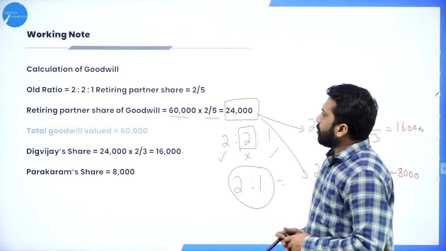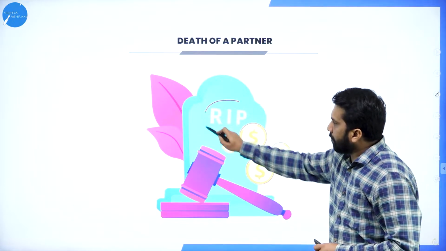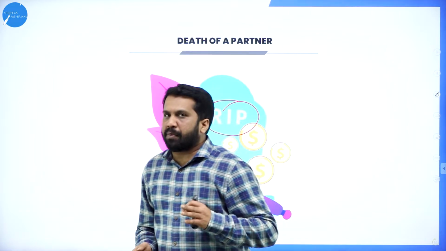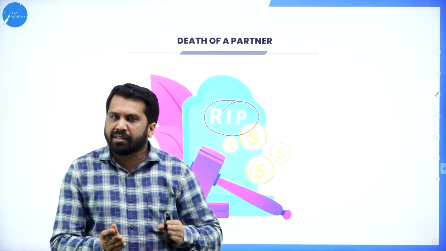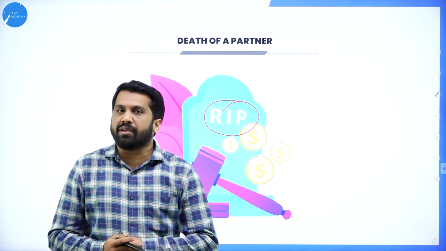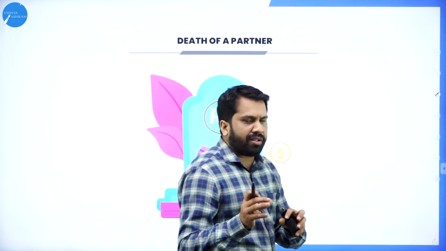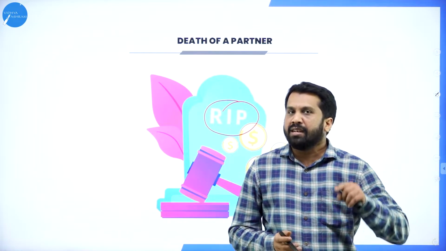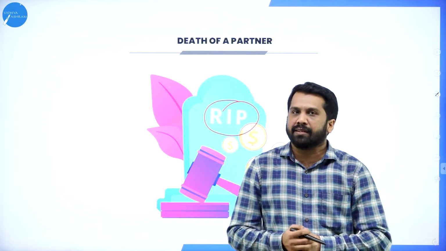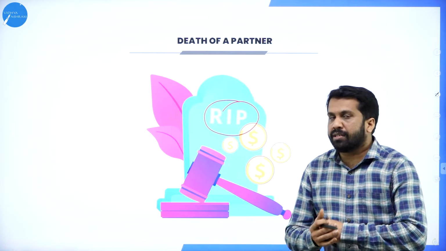Now the next topic will be called death of a partner. Death of a partner means, for example, there are 3 partners. If any one person died, that will be called death of a partner. Under death of a partner, it is a small concept actually. Why? Because this will come for only how many marks? 6 marks. Now, the 6-mark small topic we are going to do now.